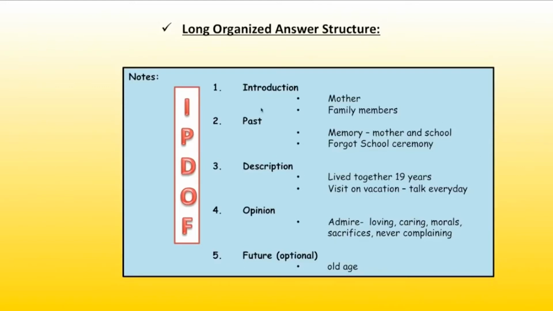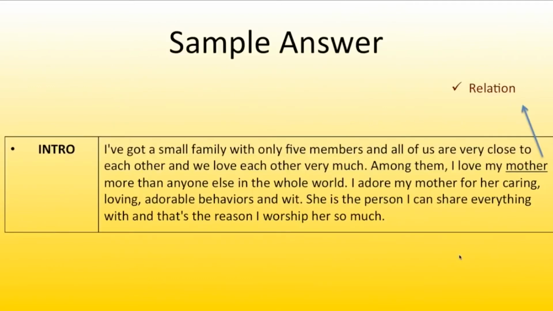So let's say this is the card you're given and you can write notes on it. The first thing you'll do is write down the headings: introduction, past, description, opinion, and future. And then write notes under each heading, which will help you speak when you're given the time to speak. So here I've taken short notes on what I'm going to speak about, and let's see what the sample answer is.